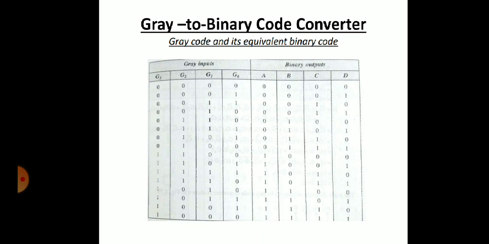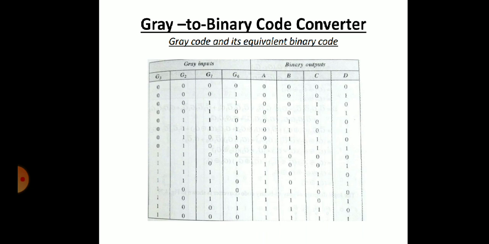First G3 will be written directly in A. After that, with the resultant, XOR the next input digit, that is A XOR G2, and the output will be written in B. After that, with the resultant, XOR the next bit, that is B XOR G1, and the output will be written in C. After that, C XOR G0, and the output written in D.